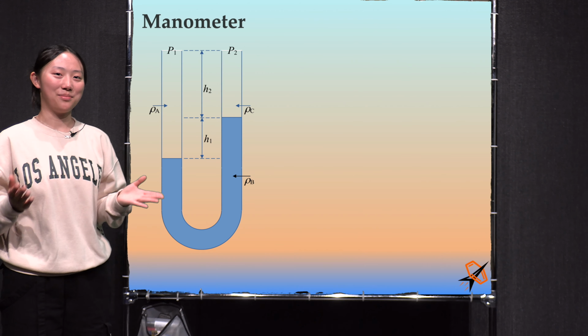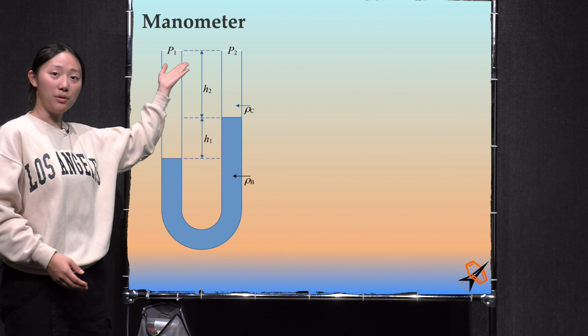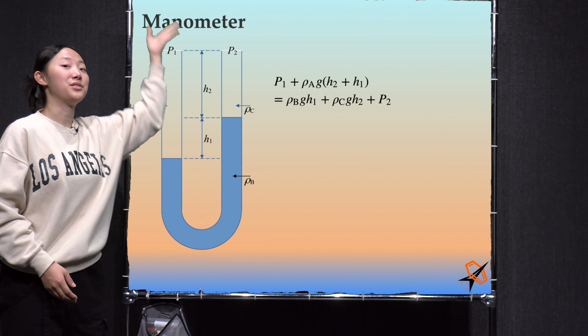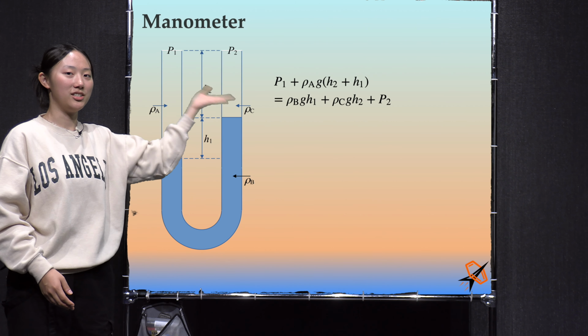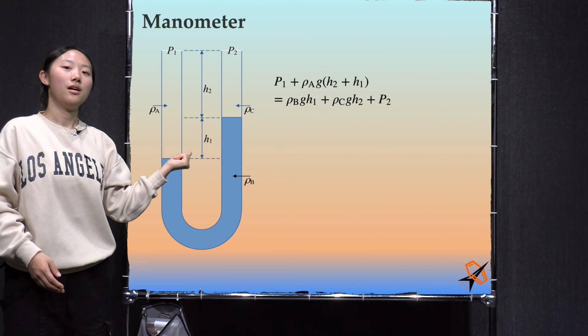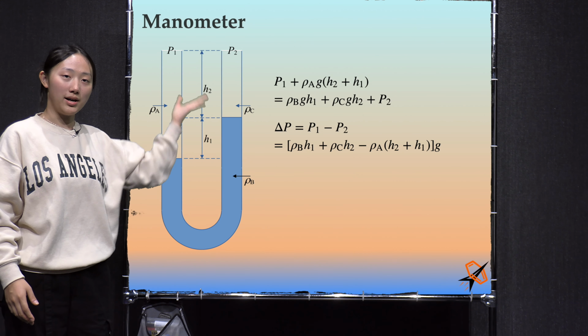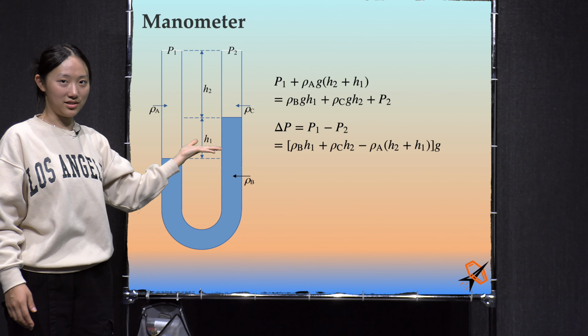Manometers use hydrostatic pressure for pressure measurements. If we add up the hydrostatic pressures from P1 to P2, we have P1 plus rho A g times (H2 plus H1) equals rho B g H1 plus rho C g H2 plus P2. Or solving for delta P, delta P equals rho B H1 plus rho C H2 minus rho A times (H1 plus H2), and the whole thing times g.